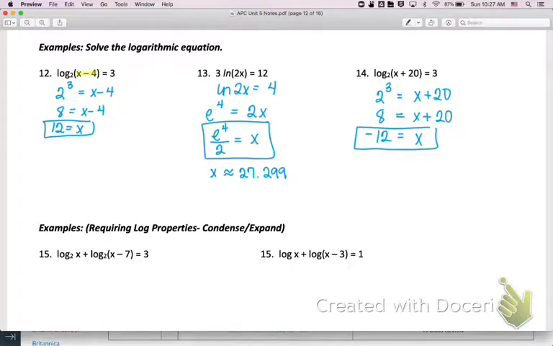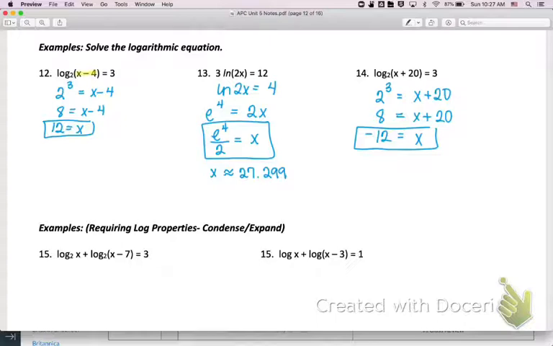All right, so for number 13, notice I left it in its exact form, which is e to the 4th over 2, which then if they ask you to, you can round to a decimal by using your calculator. So that's what you should get for number 13. For number 14, it's very similar to number 12. We get x equals negative 12 for an answer.